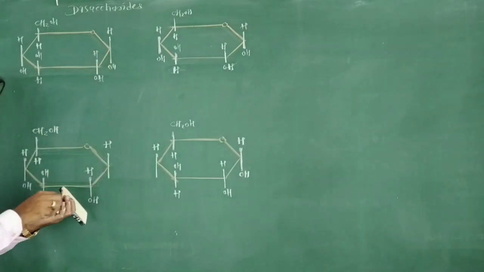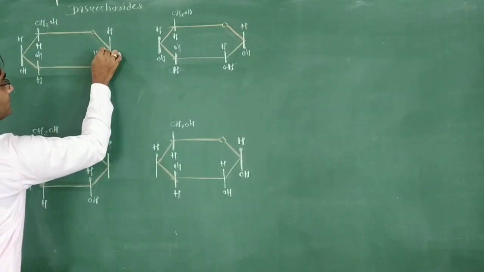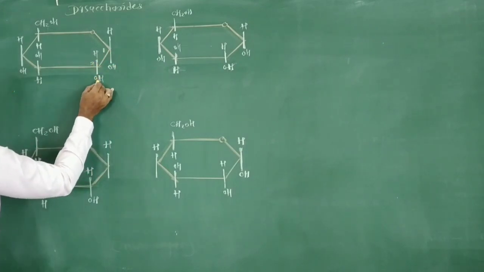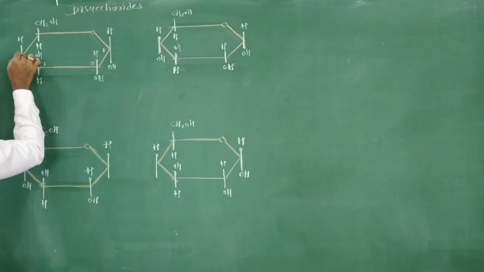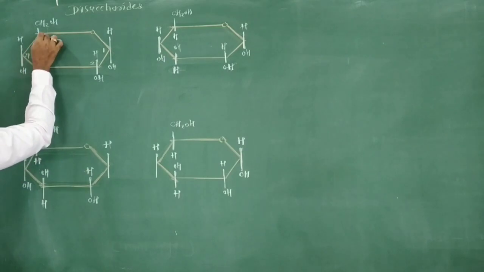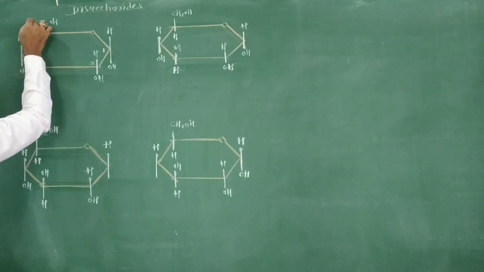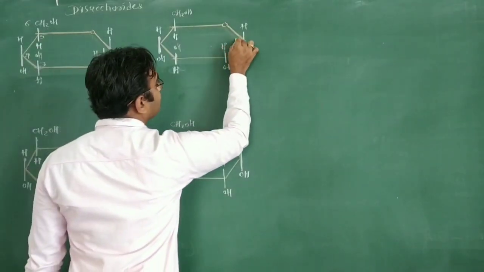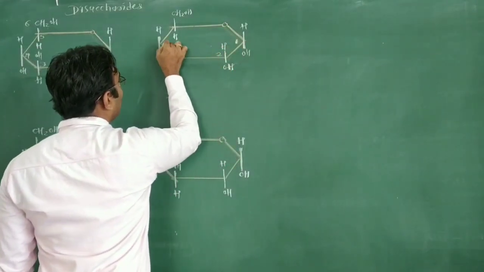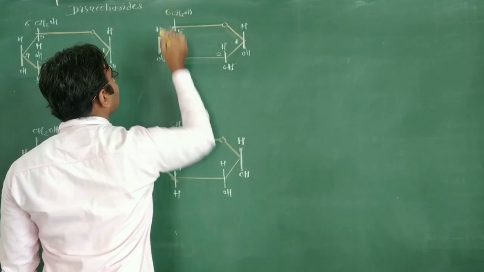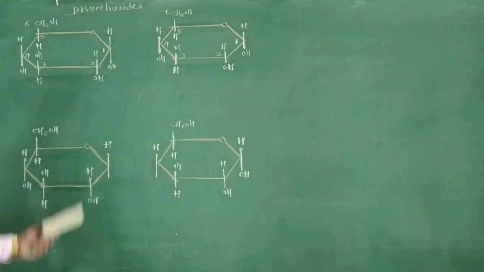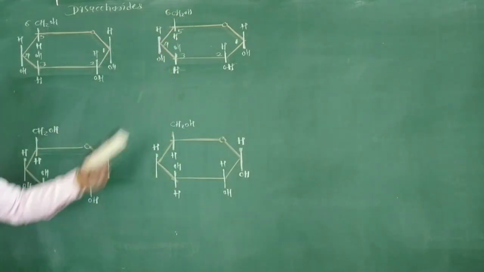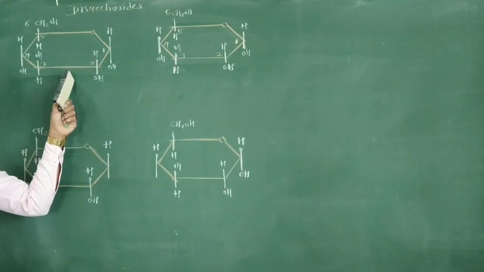First carbon here present, H OH. Second carbon H OH, third carbon OH, fourth carbon H OH, fifth carbon H inside, and sixth carbon outside, that is CH2OH. Same here. We draw a 6 ring structure out of 6. Here, check it. What is the name of this chemical? Both are the same.